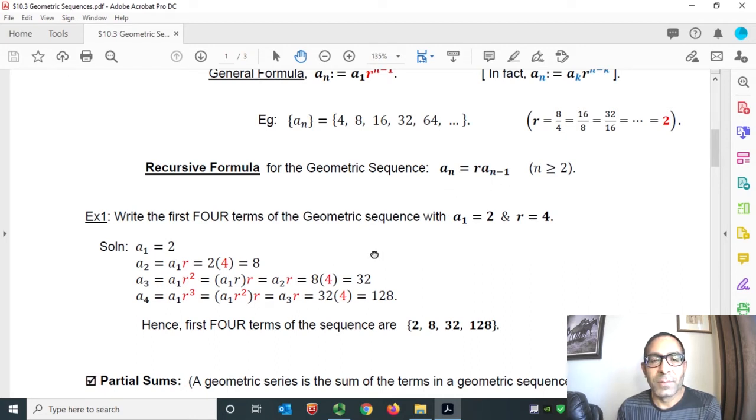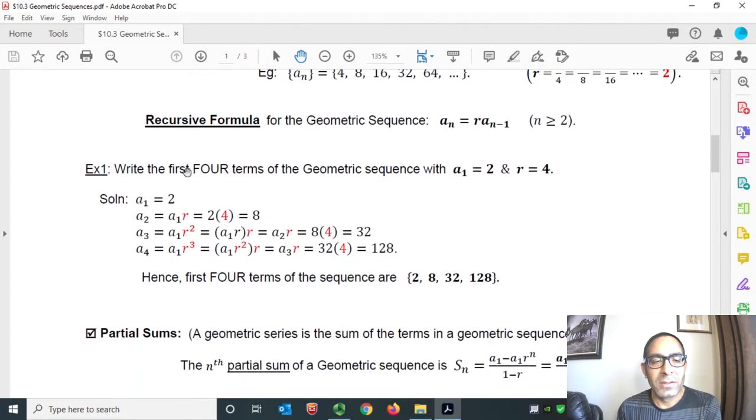Let's do the first example. Write the first four terms of the geometric sequence where the first term is 2 and the common ratio is 4. So let's begin the solution. Given the first term is 2, the second term is the first term times the common ratio, which is given to us as 4. So a2 turns out to be a1 times r, equals 2 times 4, which is 8.